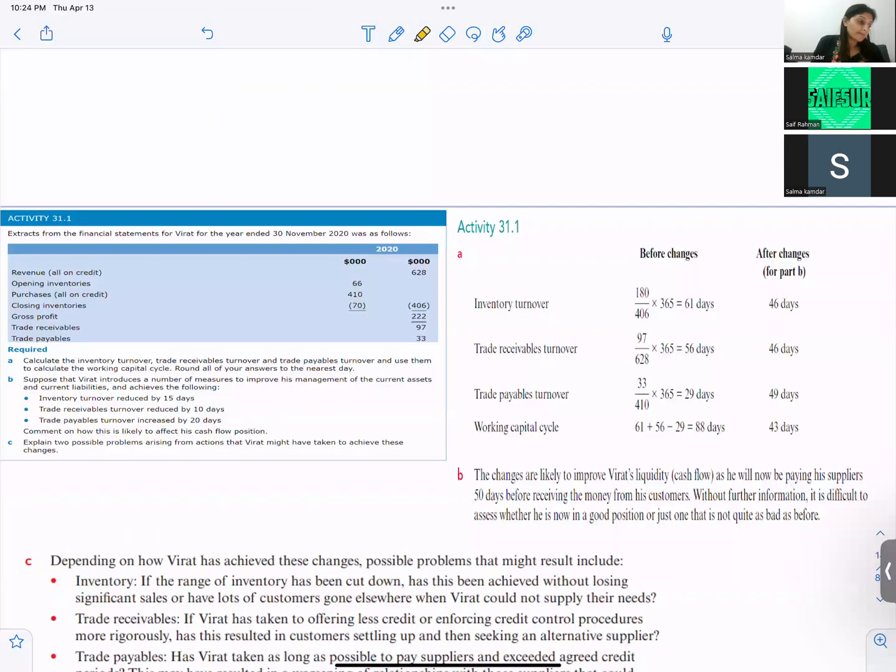I got 56.3, so won't we change that to 57? And for trade payable turnover I got 30 days. 33 divided by 410, into 365. It is 29.3, so we'll make it 30 days.